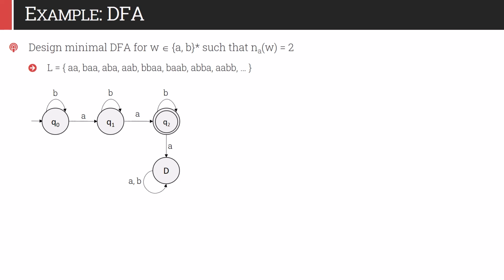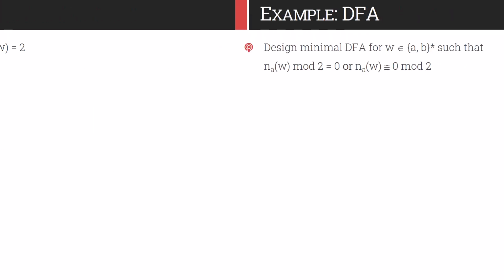In the same way, from Q2, we can have an arc of B as a self loop. So after reading 2 A's, we can have any number of B's. So this is the valid DFA. This is how we have to build it step by step. First, you design it for the smallest possible string and then try to adjust the arcs.